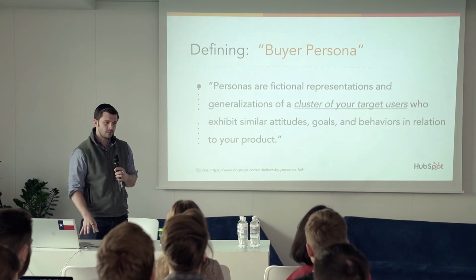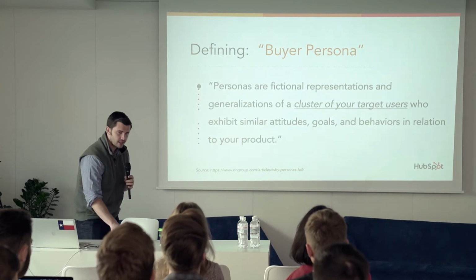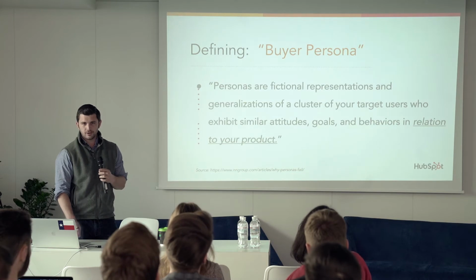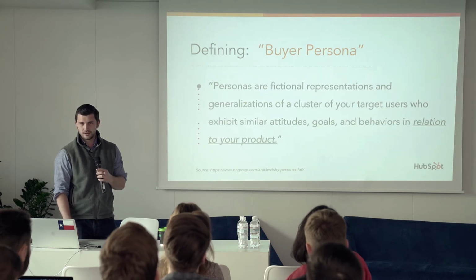So again, it's not just one person that you identify and say, this is our ideal customer. It's really a couple of characteristics that you can cluster together and group people into a category for simplicity's sake. So you can actually make decisions based on that. And this is the important part that I feel like most buyer personas do wrong: it's got to be in relation to your product or service or business.